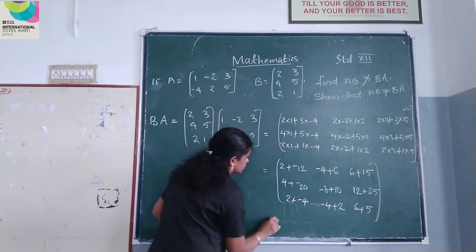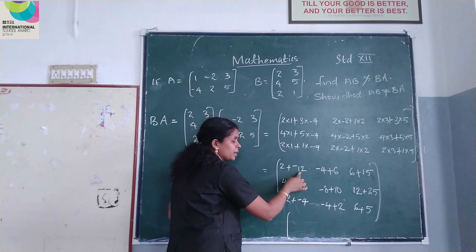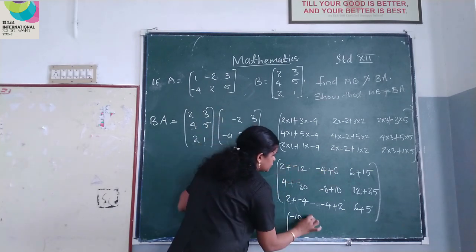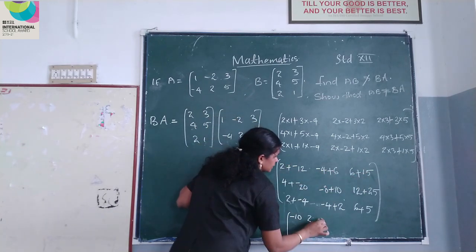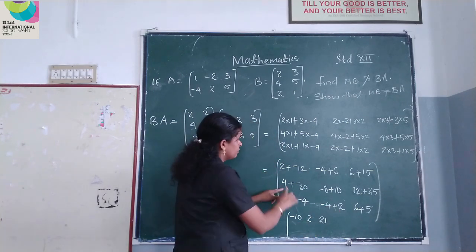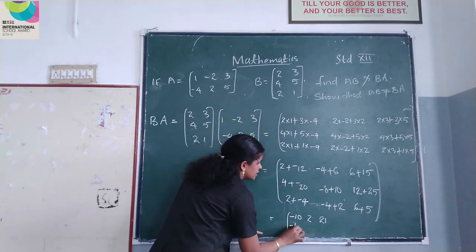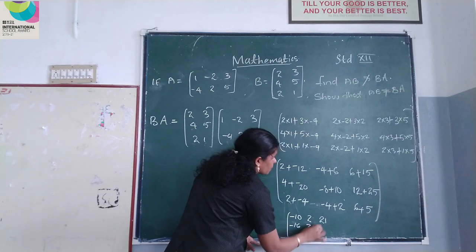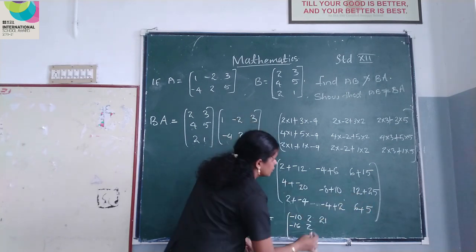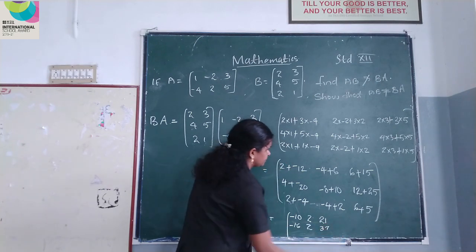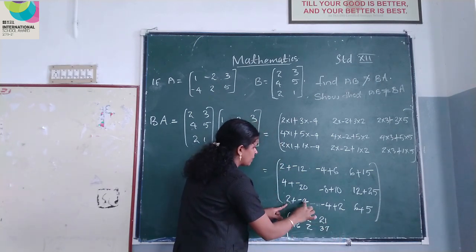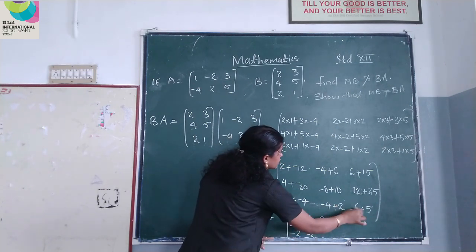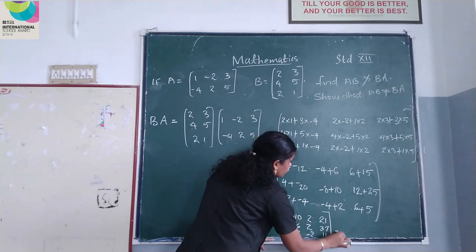Which is equal to the matrix: 2 plus -12, that means -10. -4 plus 6, that means 2. 6 plus 15, that is 21. Okay. 4 plus -20 is -16. -8 plus 10, that means 2. 12 plus 25, that means 37. Okay. Last one: 2 plus -4, that is -2. -4 plus 2, that is also -2. 6 plus 5, that is 11. So here the order is 3 by 3.